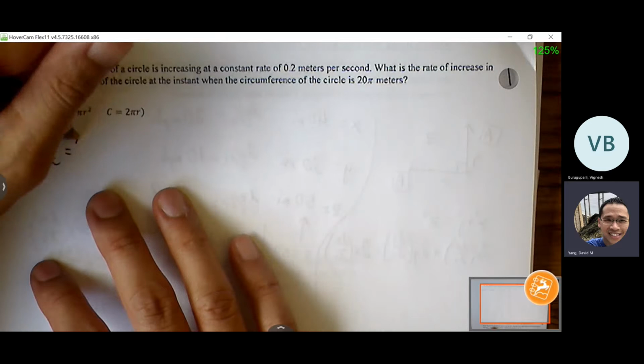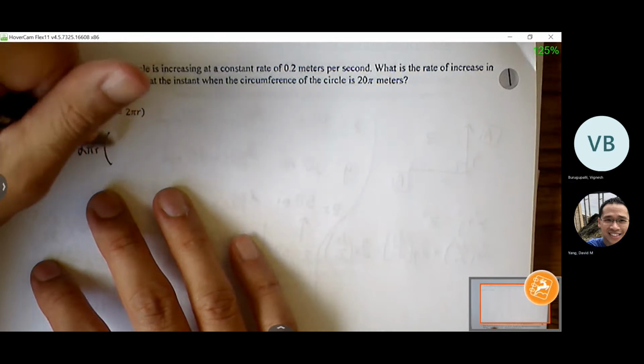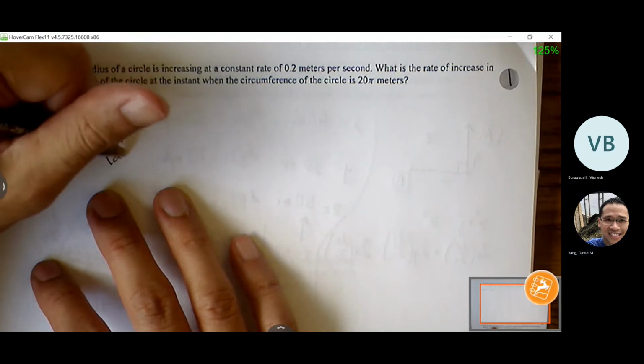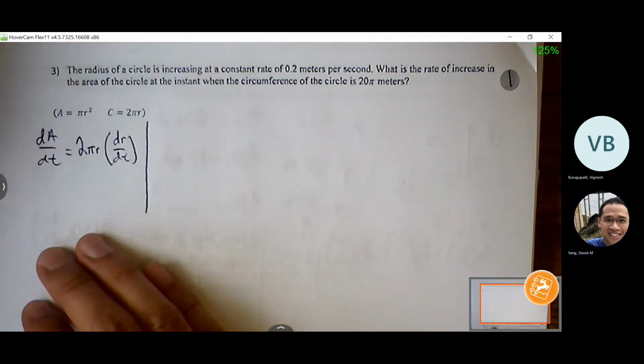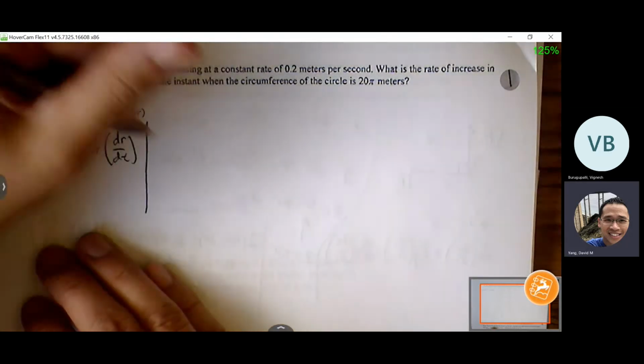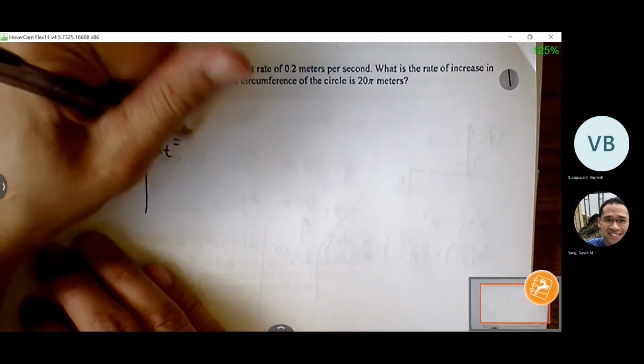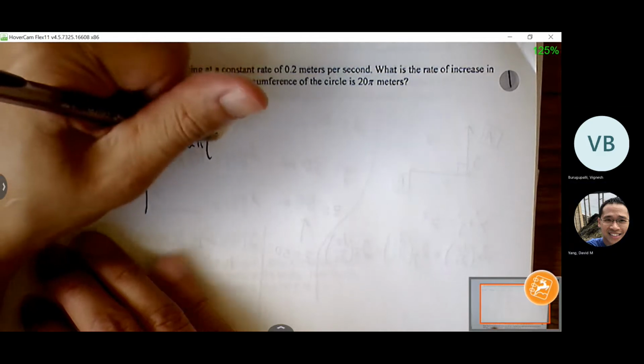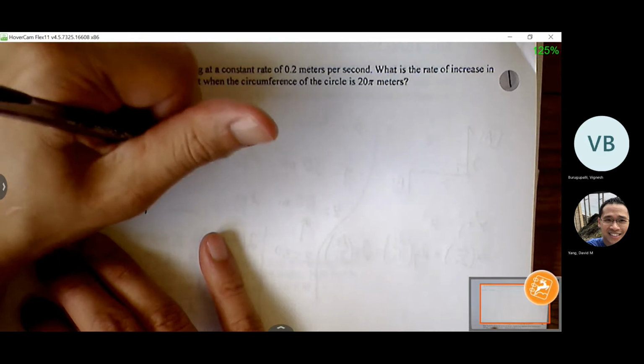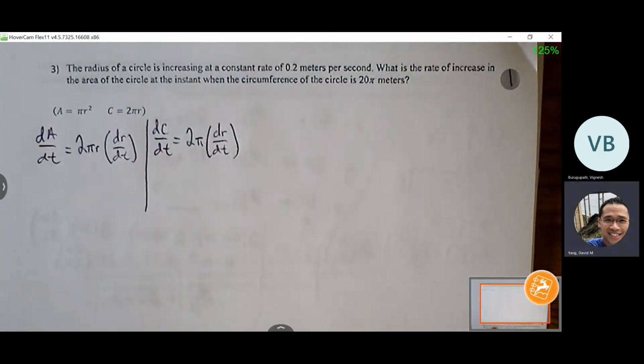Pi r squared becomes 2 pi r dr dt. Circumference. Okay. Everybody okay with creating those derivatives there?